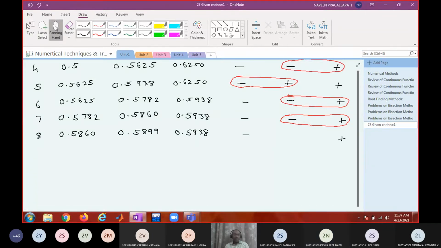Now you can see you got 2 decimal place of accuracy, right? But we are asked to find out 3 decimal place of accuracy. So we need to proceed the calculations. Compute F of C8. 2 decimals are equal in 2 consecutive approximations. Positive, sir. Positive. So if it is positive, then I have to select the left half interval.